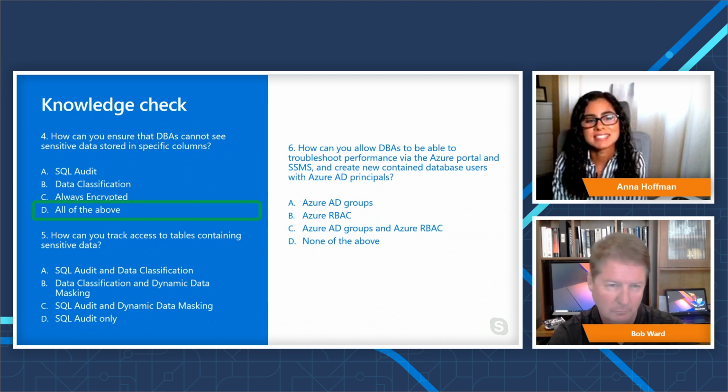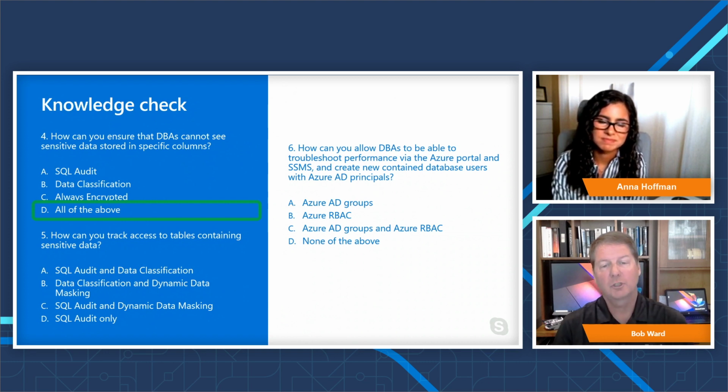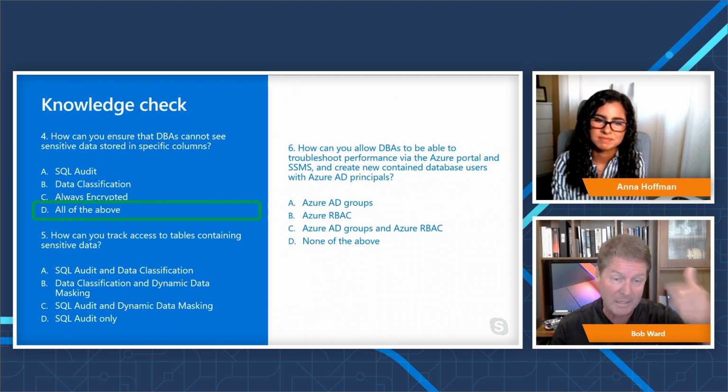How can you track access to tables containing sensitive data? Yeah, so let's take a look at it. If you think about this a little bit, tracking access to tables containing sensitive data is not a feature of dynamic data masking, right? Dynamic data masking being a way for you to protect somebody viewing something versus querying something. So B and C are now eliminated, correct?